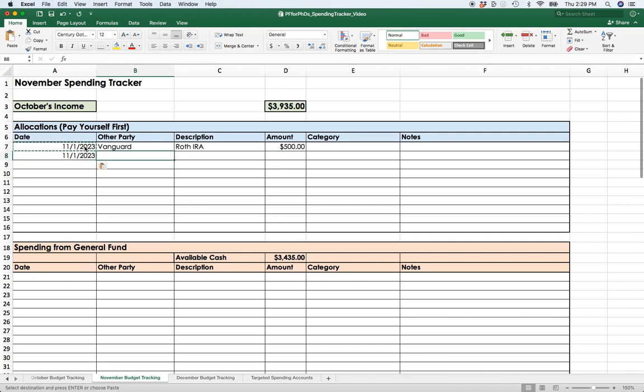Maybe they have a few different savings goals. Maybe they're building up their emergency fund. I'm putting an Ally Bank here because that's where I bank. They have their emergency fund. Maybe they're putting $250 per month there. So these allocations come before any spending happens. And you can see that from this $3,935 of gross income, we've done these allocations. And now in our general spending fund available, we're down to $3,185.